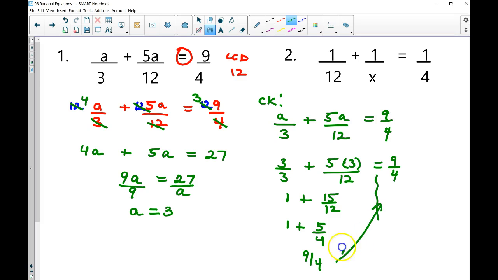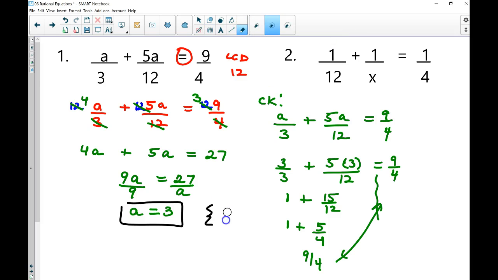So that matches. And what that means is that 3 is our solution, and we really should put it in solution brackets. Uh-oh. I overdid my brackets. Let's fix that. Better? Okay, let's go to another problem.